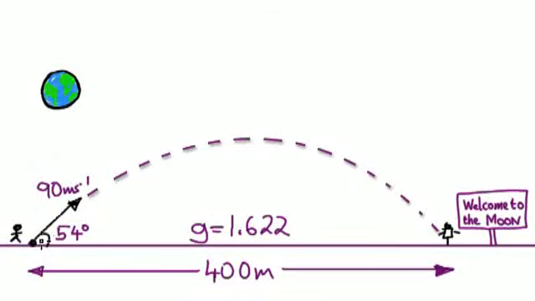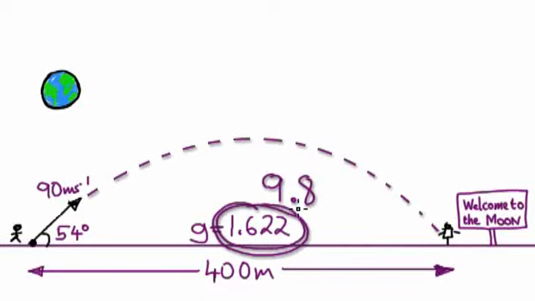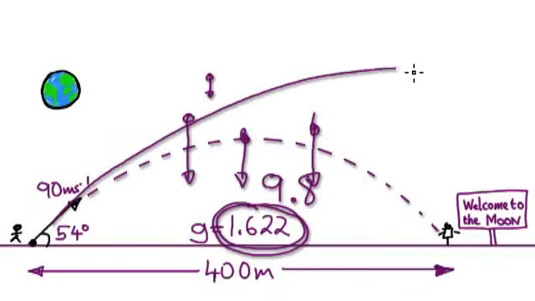So work out if we're going to be able to hit our target here. Okay, so remember, gravity on the moon is a lot weaker than on Earth. On Earth, we're 9.8. On the moon, we are 1.622. So what it means is that on Earth, gravity is much stronger, so it's going to pull the cannonball down a lot faster. On the moon, the gravity is a lot weaker, so our cannonball is able to fly a lot further. Okay, just bear that in mind.